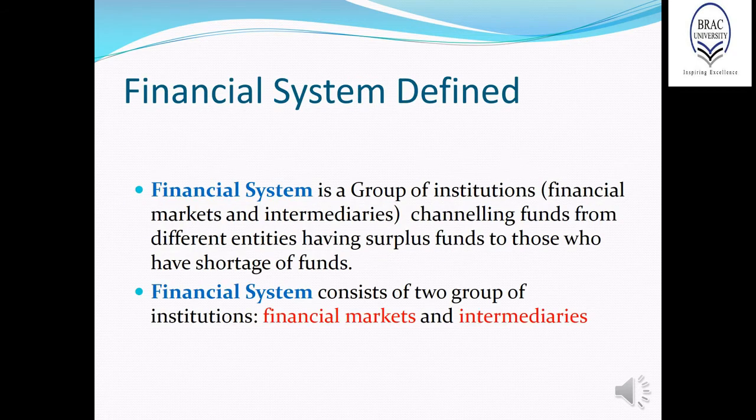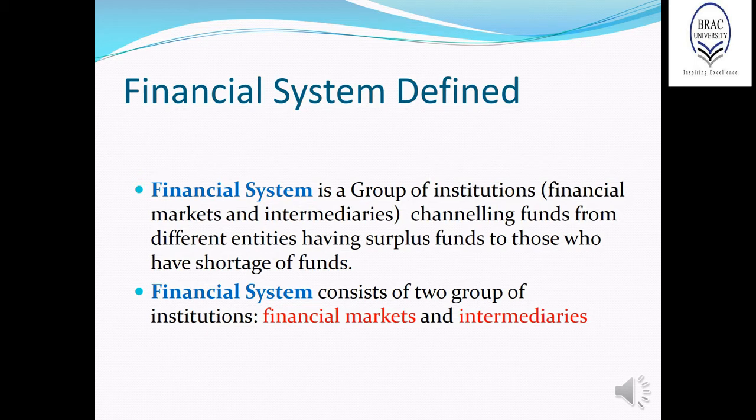In previous lectures we have seen the definition of the financial system, which is a group of institutions that channels funds from different entities having a surplus of funds to those who have a shortage of funds. So the main function of the financial system is to channel funds from those who have an excess of it to those who have a shortage of it. And in the absence of the financial system, the entire financing process freezes up.